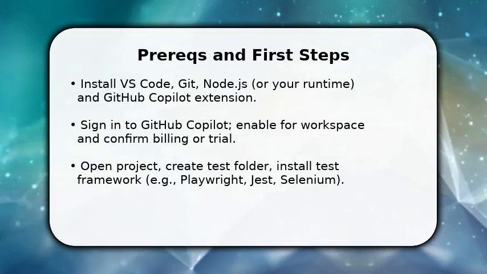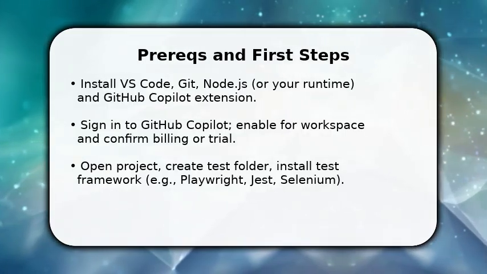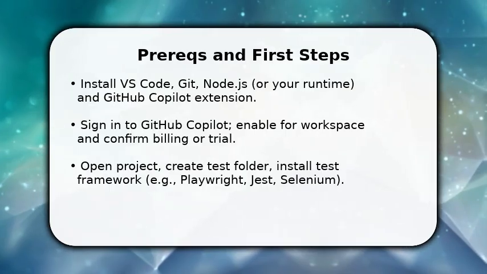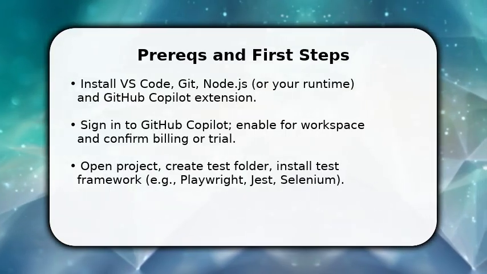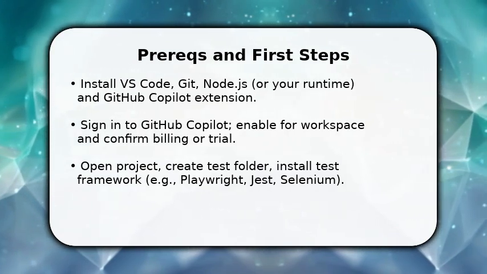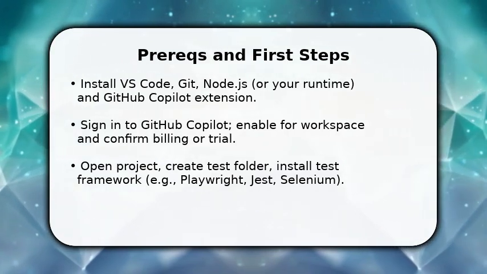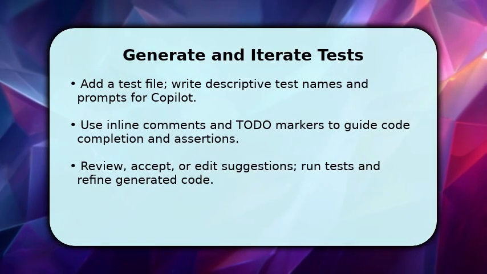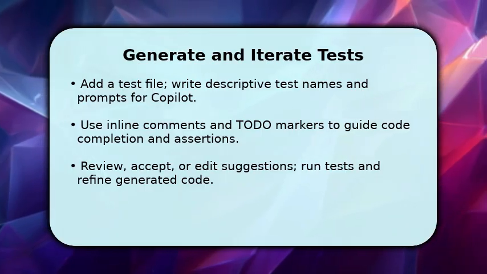This gets Copilot context from package.json and existing tests, so it can suggest meaningful automation code as you begin writing actual test stubs. You now generate test code with intent. Open a test file and type a clear test name plus a short comment describing steps.